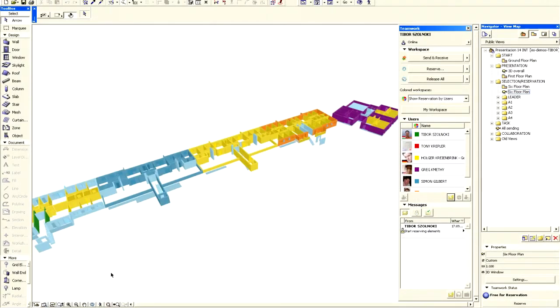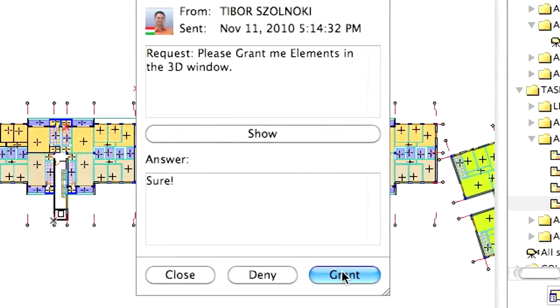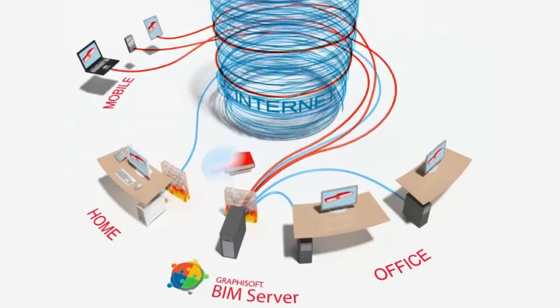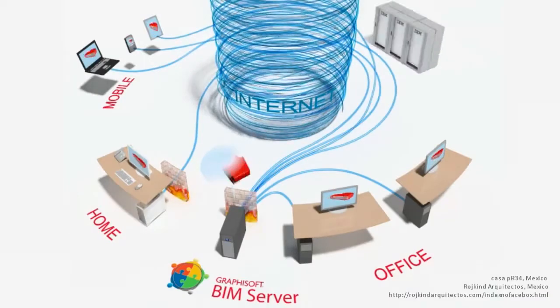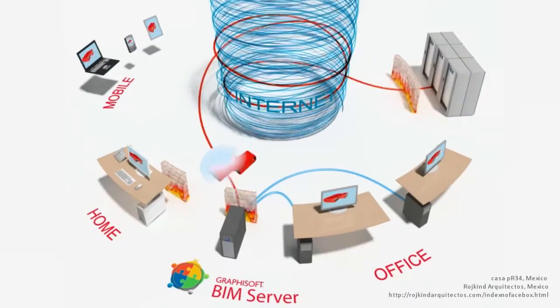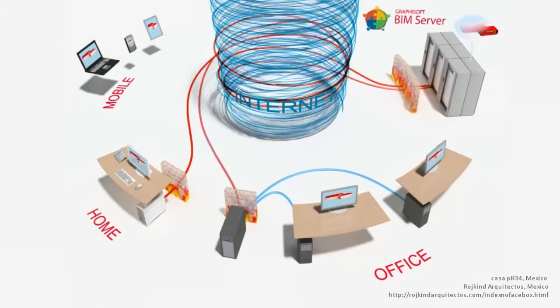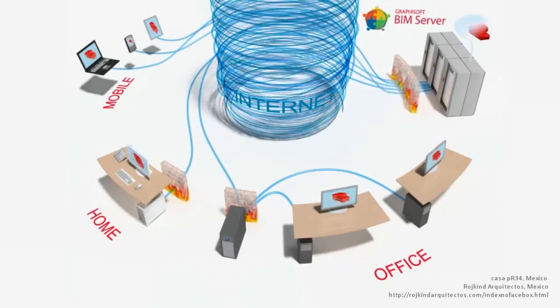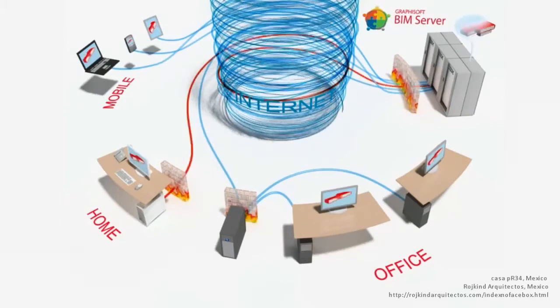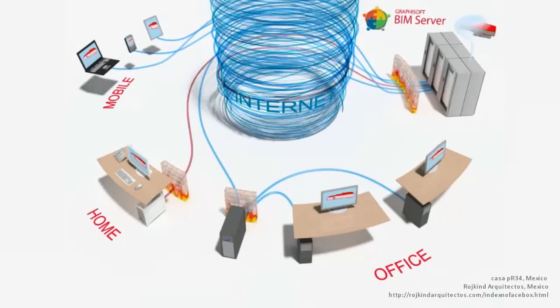All reservation information is always up to date. You always see which user has reserved a given element. If you need an element that's reserved by someone else, you can simply request it through the built-in messaging system. All users can access the most current version of the project. To use Teamwork, you don't even need to be in the office network, because the BIM server is also accessible over the Internet. This way, external consultants can also access the model.